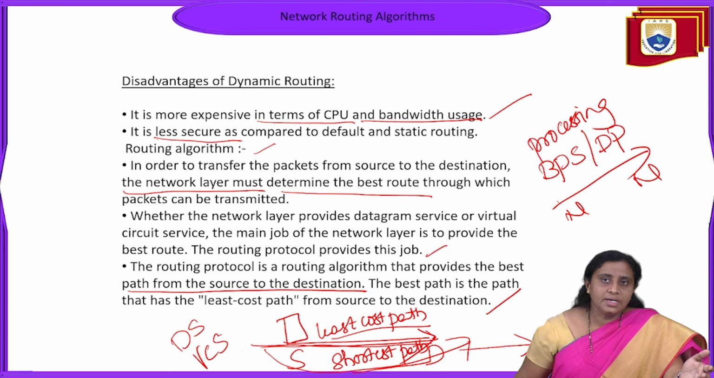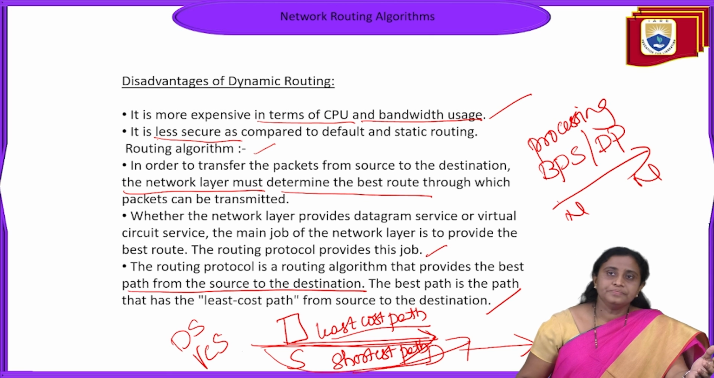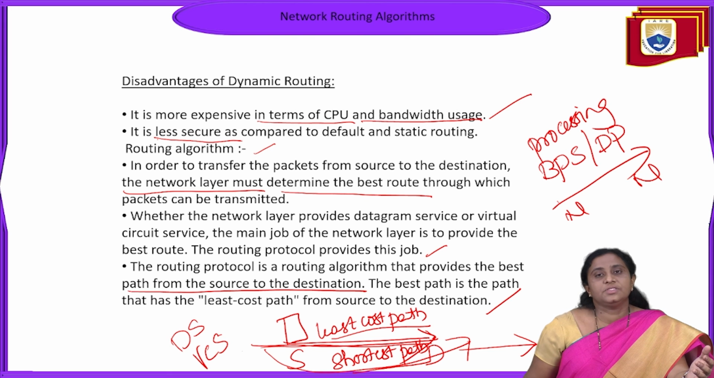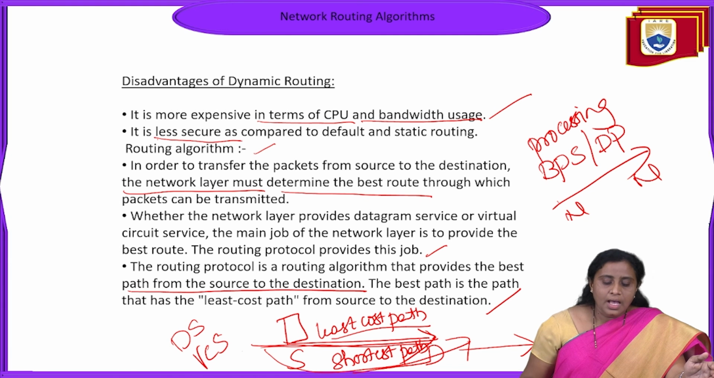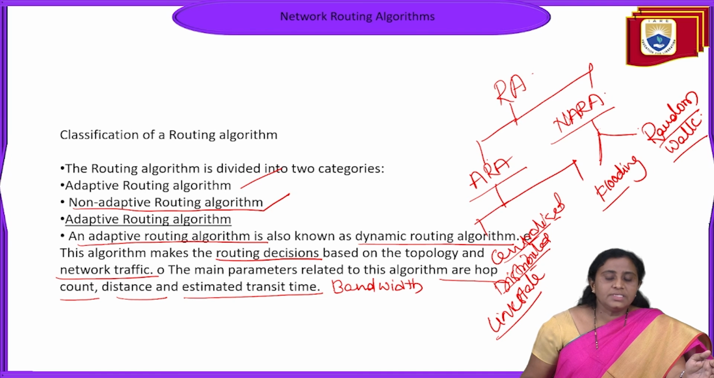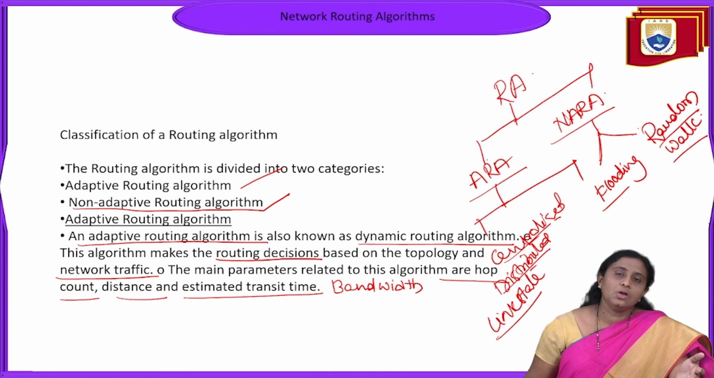And coming to the disadvantages of dynamic routing, based on two main concepts, the CPU and the bandwidth usage, and how far it is less secure when compared with default and static routing. And the last one is the classification of the routing algorithm. Again, it is categorized into two types. The first one is the non-adaptive routing algorithm. The second one is the adaptive routing algorithm.